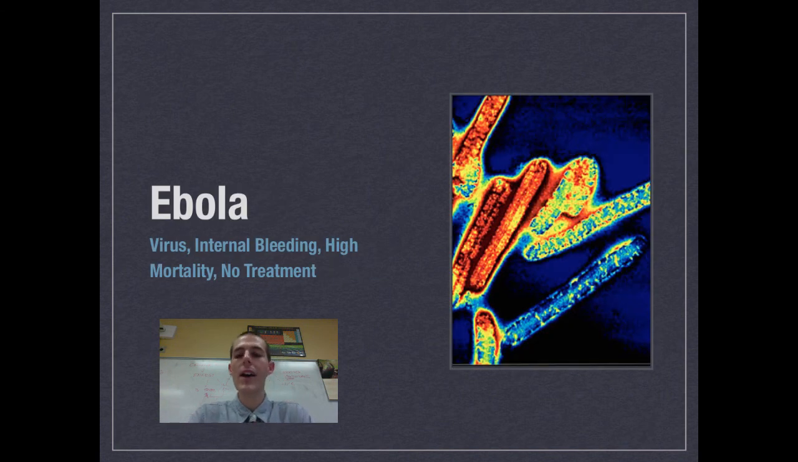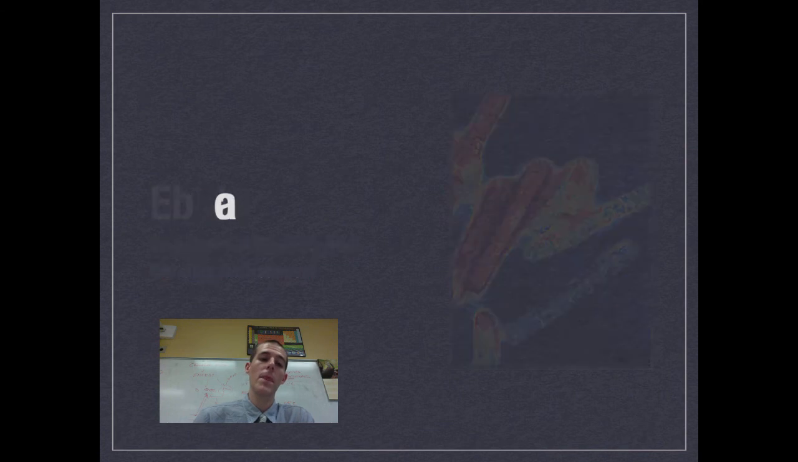Two to finish up, you have got Ebola. Ebola is a crazy virus, first identified near the Ebola River in Africa. It is a virus. It leads to extensive internal bleeding, and it has a very high mortality rate. It kills between 50 and 80% of the people who become infected with it, and currently there is no treatment. I'm just going to go ahead and leave that one at that.